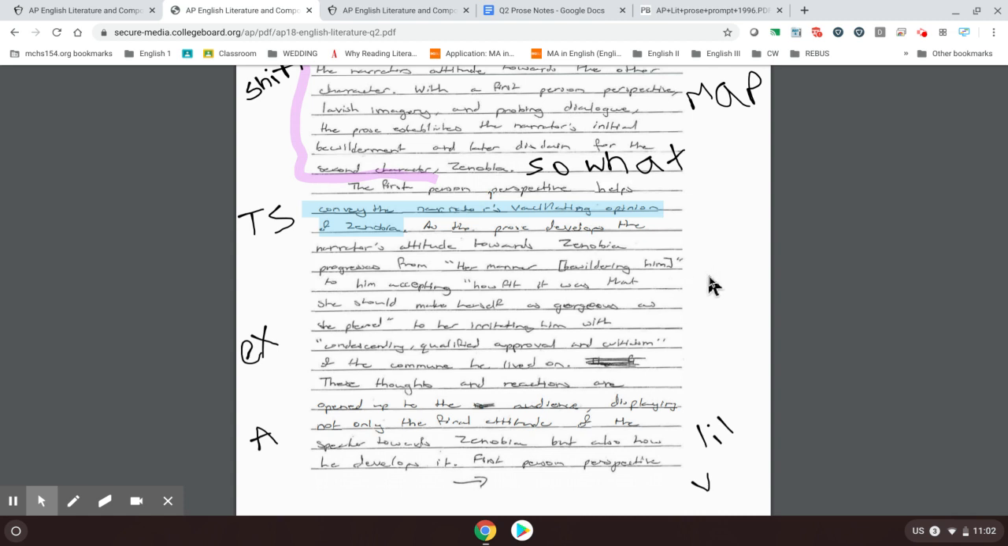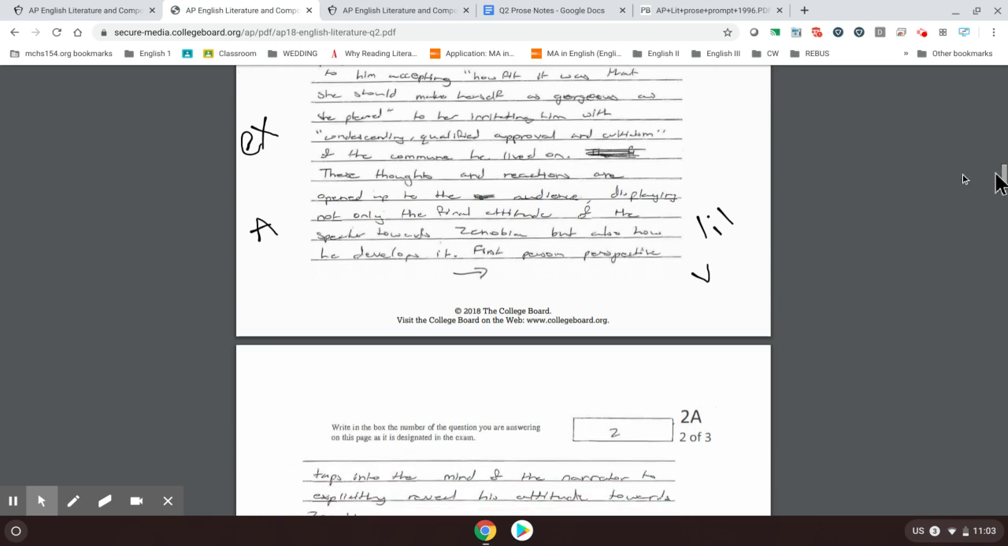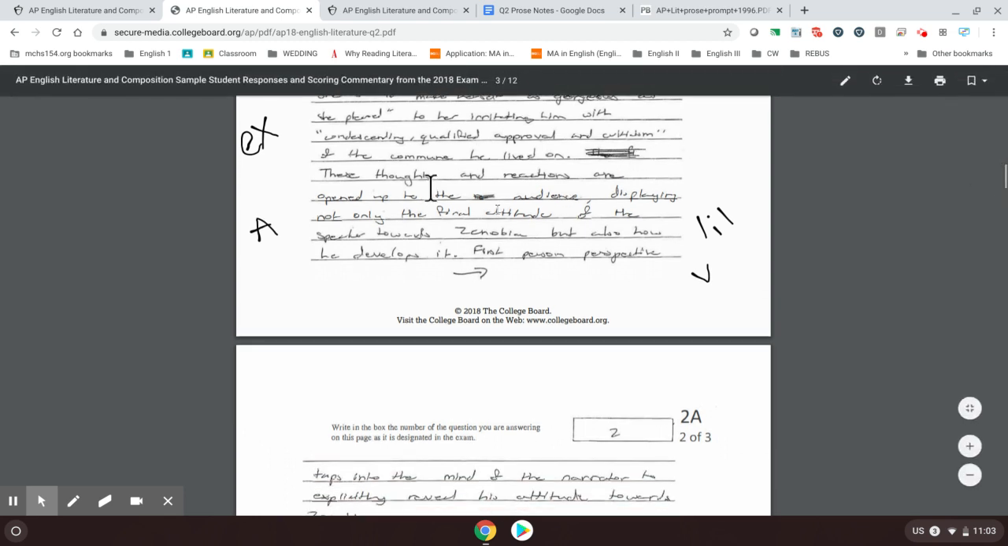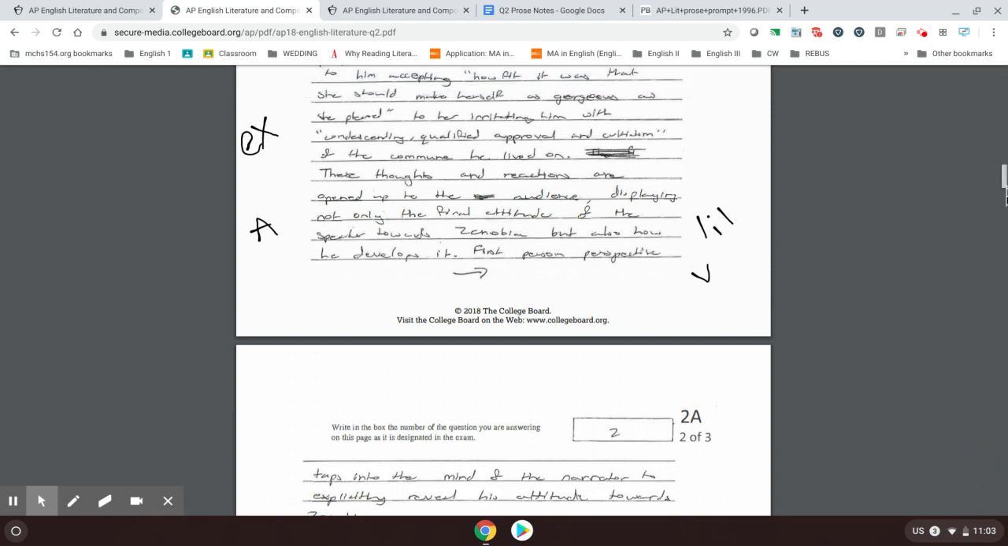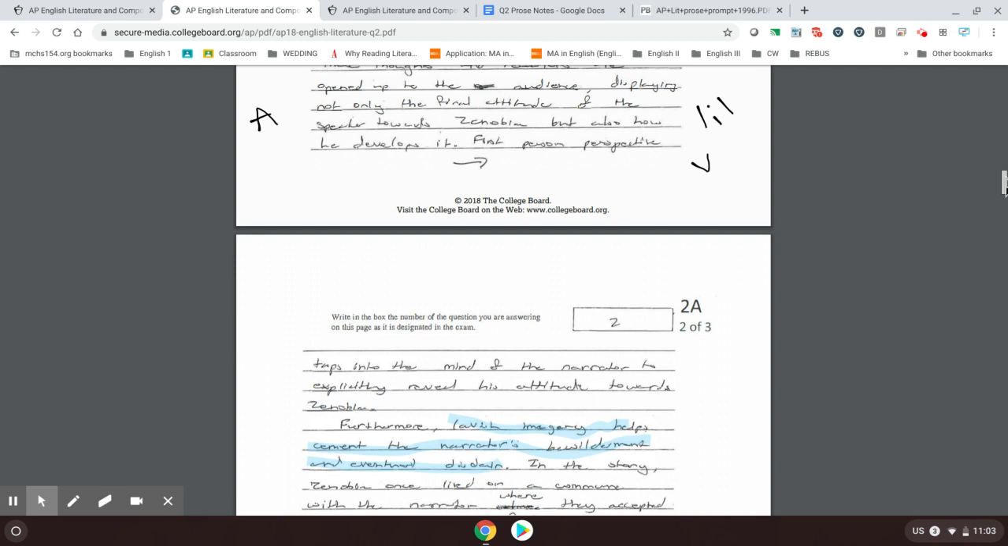Okay, so we have a topic sentence, we have an example. What should be following here, because we know from our analysis paragraph, is analysis. So after this section with the quotes, we have, "These thoughts and reactions are opened up to the audience, displaying not only the final attitude of the speaker towards Zenobia, but also how he develops it. First person perspective taps into the mind of the narrator to explicitly reveal his attitude towards her." Not the strongest. I put a little V here because it's a little vague in its analysis, but it does follow up the quote by explaining, or attempting to explain, something that relates it back to the thesis.